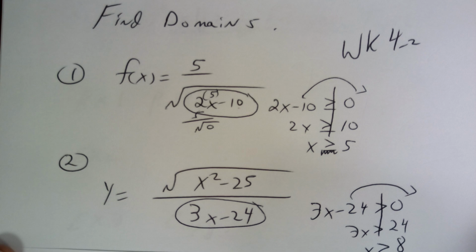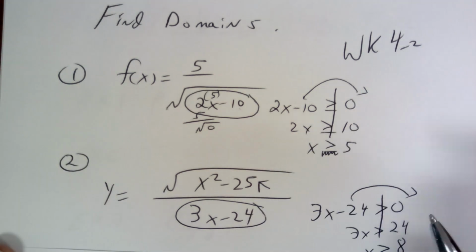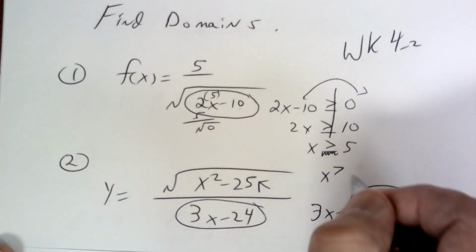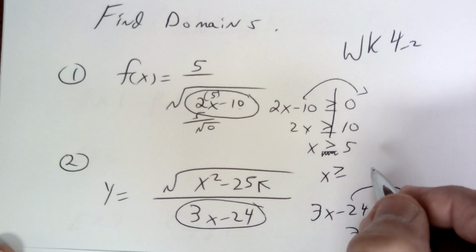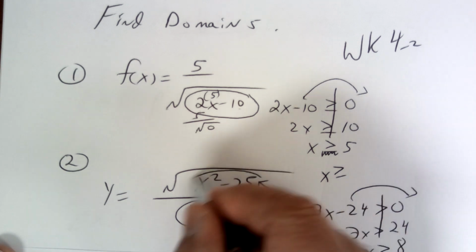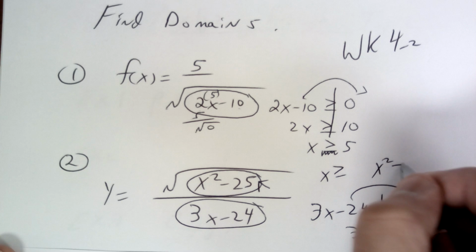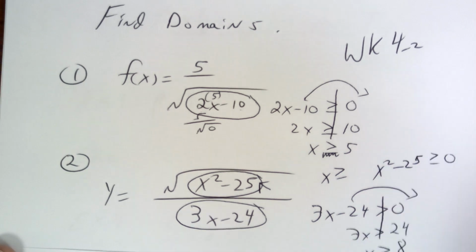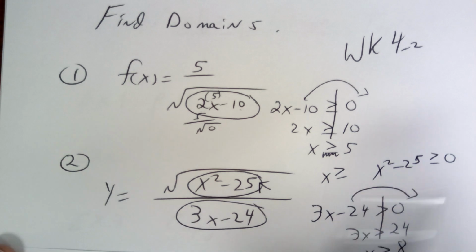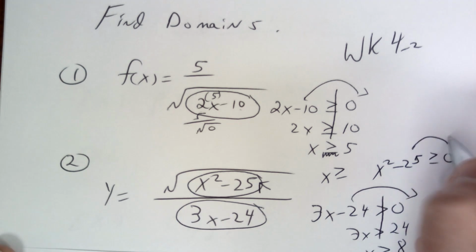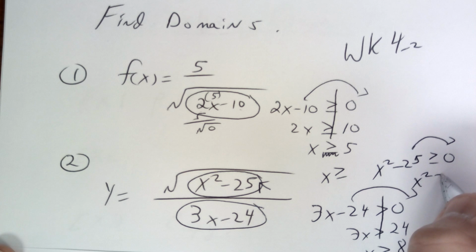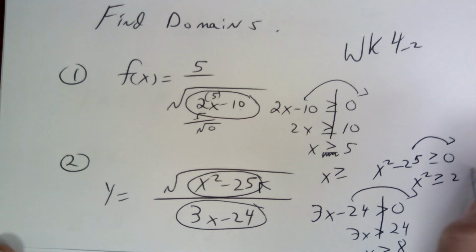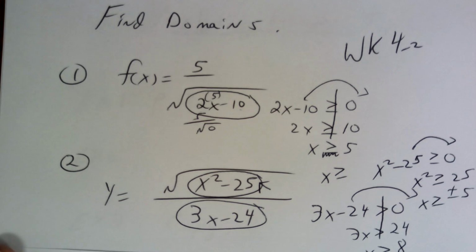But up here, you don't want a negative number. So you're going to say x squared minus 25 is greater than or equal to 0. Okay, so up top, you can have the square root of 0. So that's why you can have it equals. Move this over, and you get x squared is greater than or equal to 25. x is greater than or equal to plus or minus 5. And there it is. Okay?